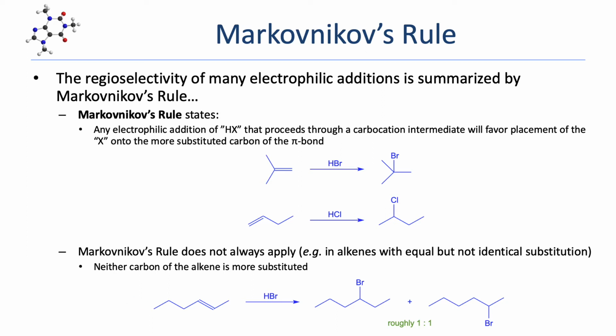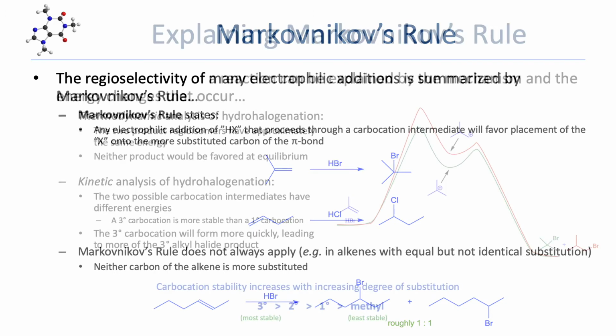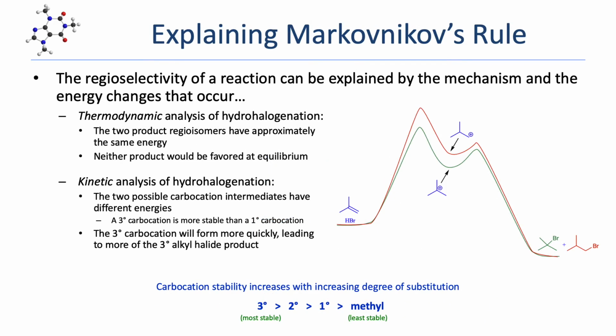Now, because both sides of that alkene are equally substituted, that means that Markovnikov's rule doesn't really help here, and you're going to end up with a mixture of products where the bromine attaches to either of those 2 carbons, in this case giving rise to 2 different secondary alkyl halides. So reactions like hydrohalogenation that obey Markovnikov's rule are called Markovnikov regioselective reactions.